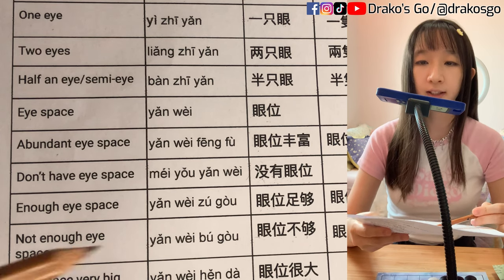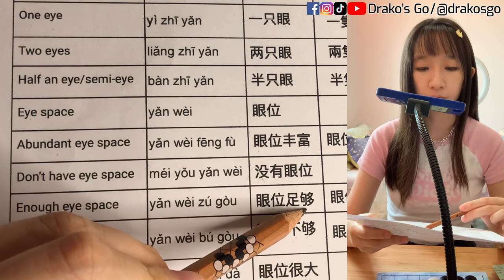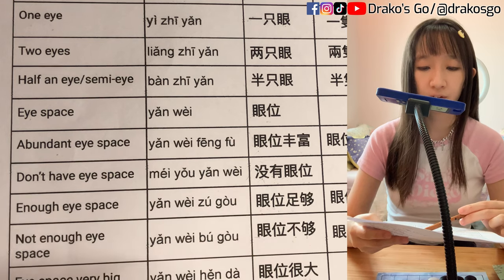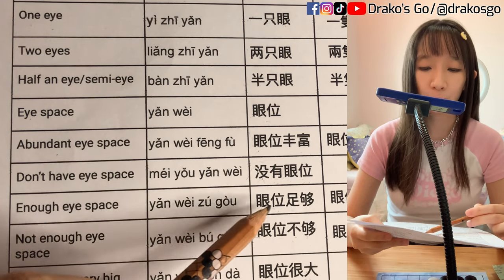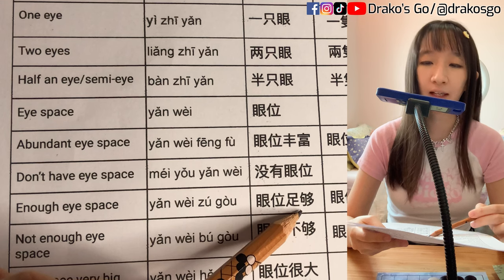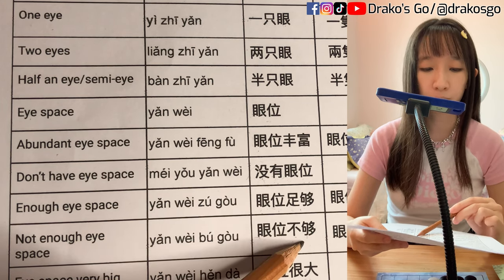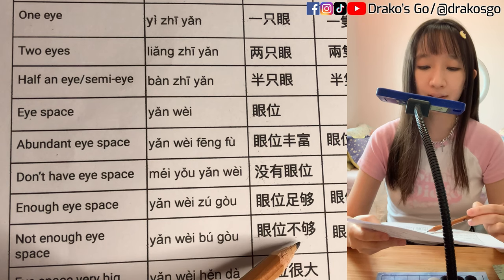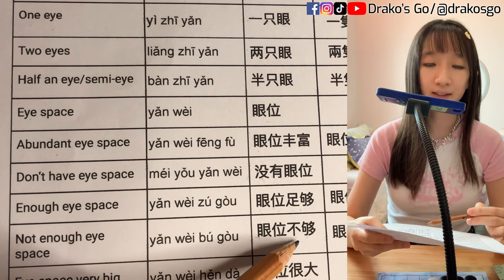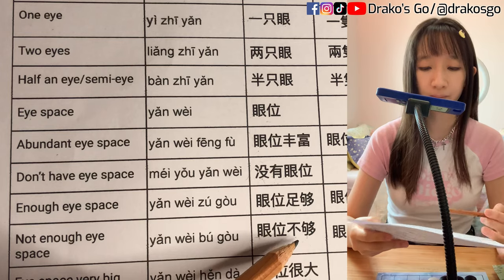Next one, 眼位足够. 足够 means enough. So 白棋眼位足够. White has enough eye space. 眼位不够. 不够 is not enough. 白棋眼位不够. White doesn't have enough eye space.